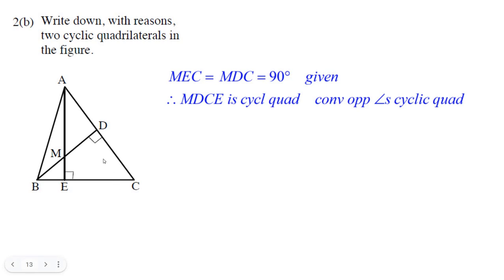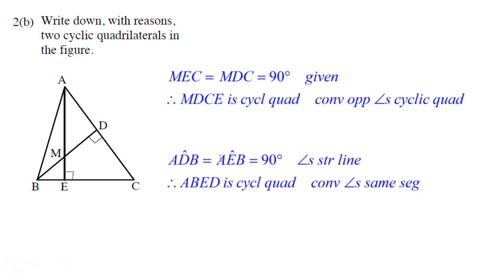Where's another one? Well, if that's 90 degrees, isn't it 90 degrees on the other side? I think it is. ADB and AEB, they're 90 degrees because of angles in a straight line. They must be 90. And then, hey, now we've got two angles opening up to this segment of AB that are equal. If the angles are equal, then you must be able to put a circle around A, B, E, D. It's a cyclic quad, the converse of angles in the same segment.